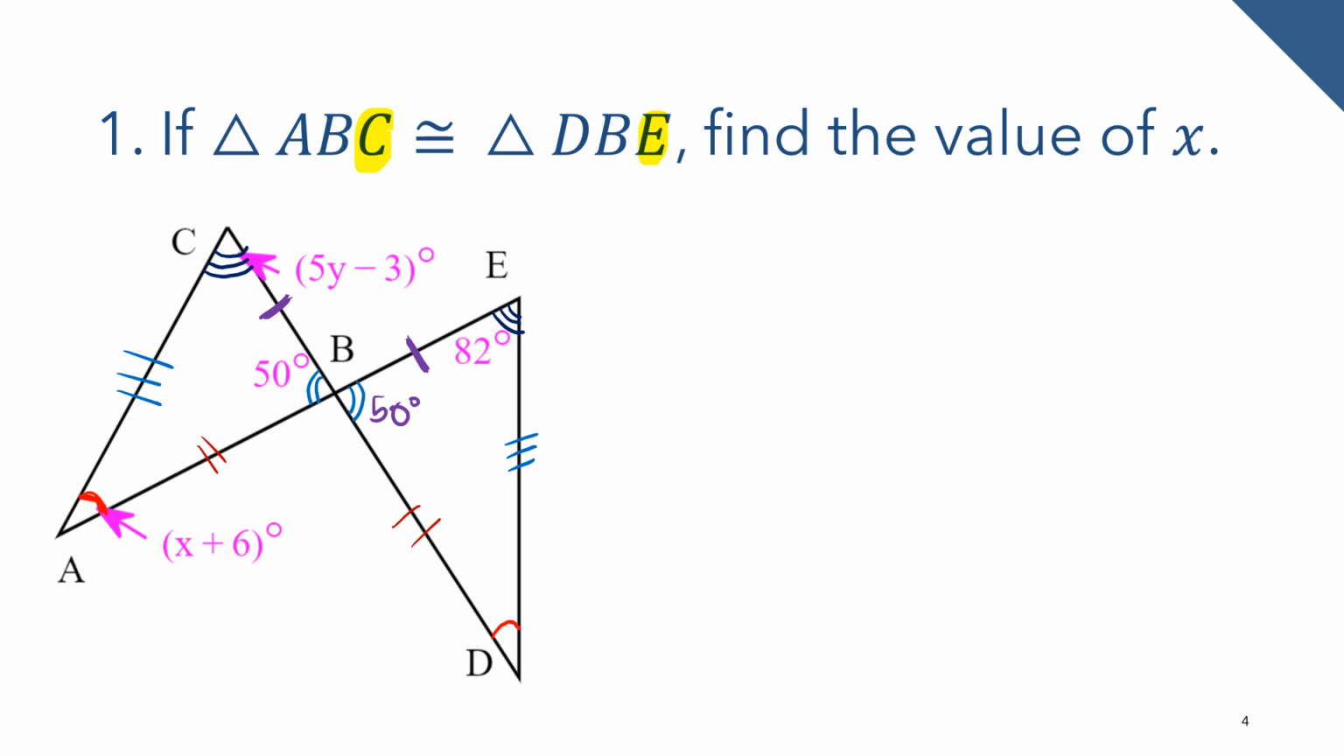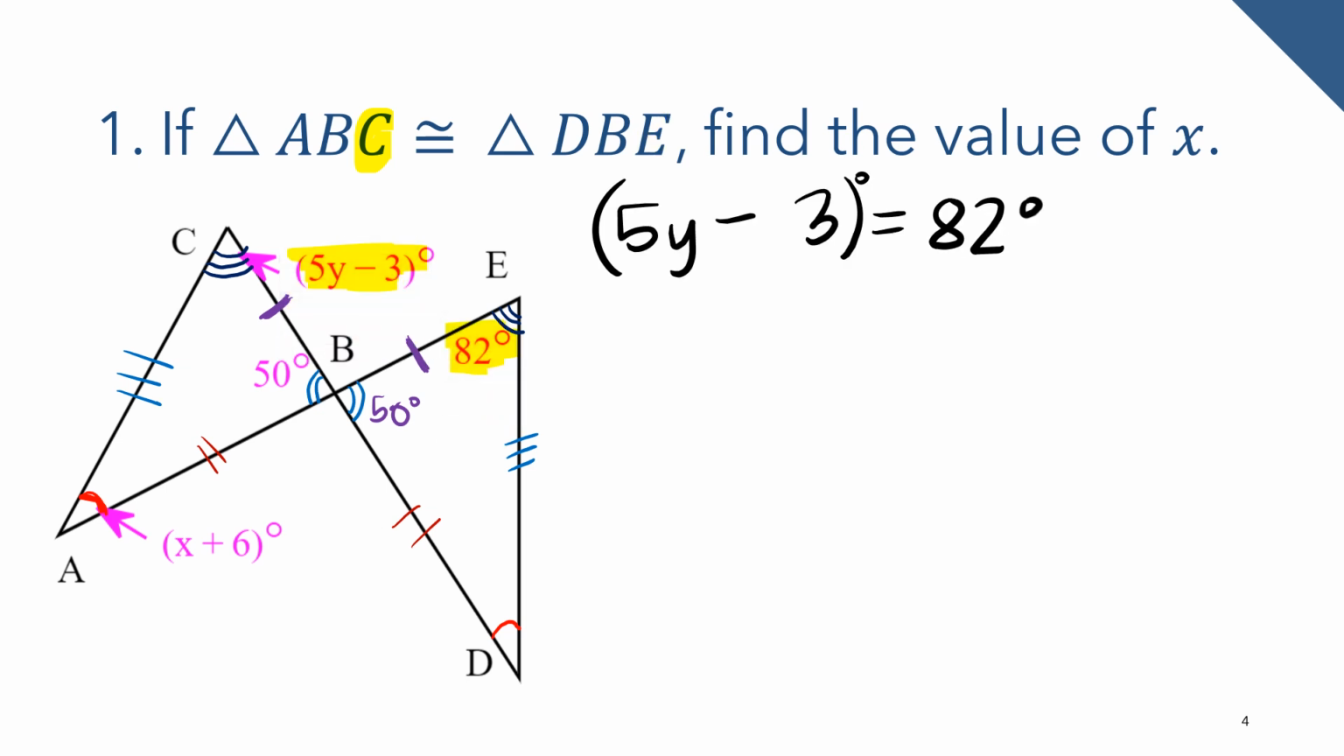Now, you can solve for y if you wanted to. You could say 5y minus 3 is the same thing as 82 degrees. You could set those two equal to each other and solve for y, but that's not going to get you anywhere. That's not going to get you any closer to the answer, because the question they were asking was to find the value of x, right? So don't waste your time doing that.